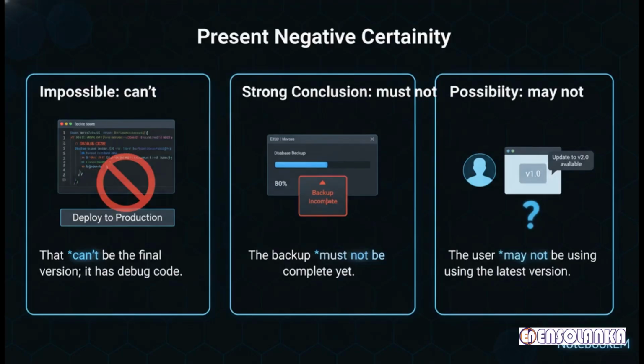And this same precision works in the negative too. The real power move here is using can't. In this context, it's not about ability, it's about impossibility. If you see debug code in a file, you know it can't be the final version. Must not gives you that strong negative conclusion, while may not just signals a simple possibility.